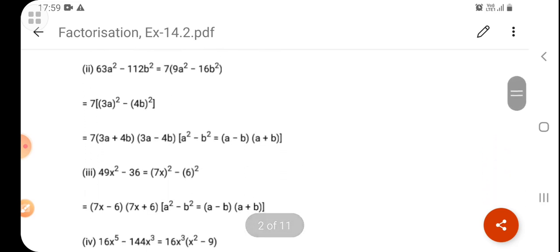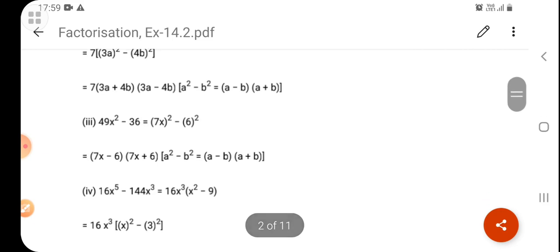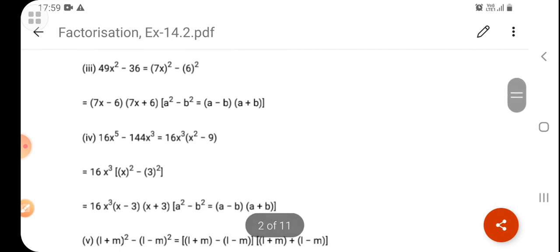The next one is 63a square minus 112b square. So here the common term we are taking is the 7, and inside we will get the 9a square minus 16b square, which is in the form of a square minus b square. A plus b and a minus b is the factor.